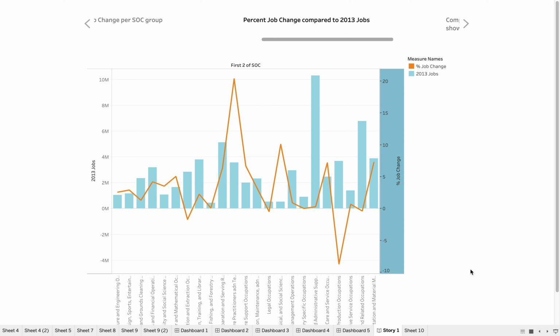My fourth graph is a horizontal bar graph combined with a line graph. The orange shows percentage job change and the blue shows 2013 jobs. The bars are split by SOC or industry. It's important to notice the spike in percent job change in healthcare professional occupations and the sharp decline in production occupations. Shown in both the last two graphs, this is likely due to an increasing presence of technology in our society, replacing the need for human jobs.